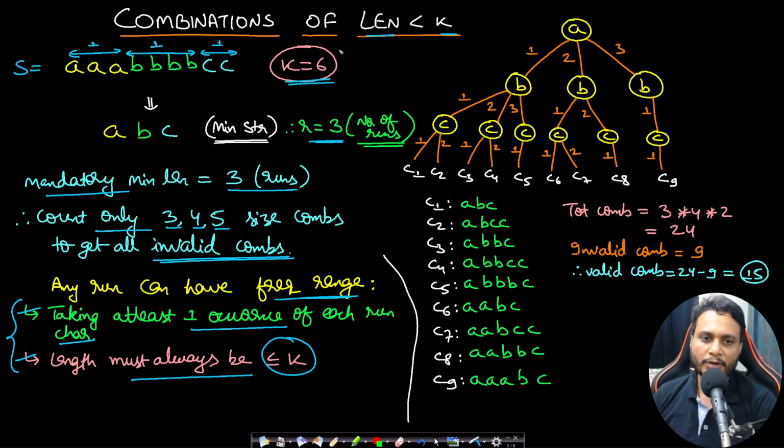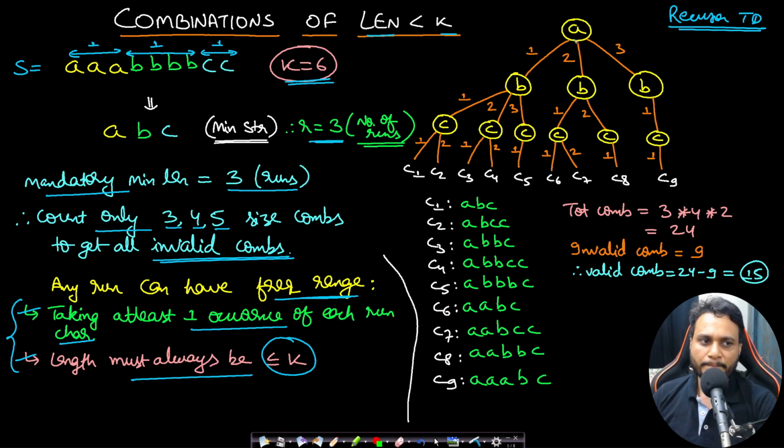Let's try to generate all the invalid combinations using recursion. So this is the recursion tree diagram. In this case, I have not shown you any of the invalid strings. This recursion tree diagram only shows you the valid strings, but you can also expand this recursion tree diagram to include the invalid strings as well.